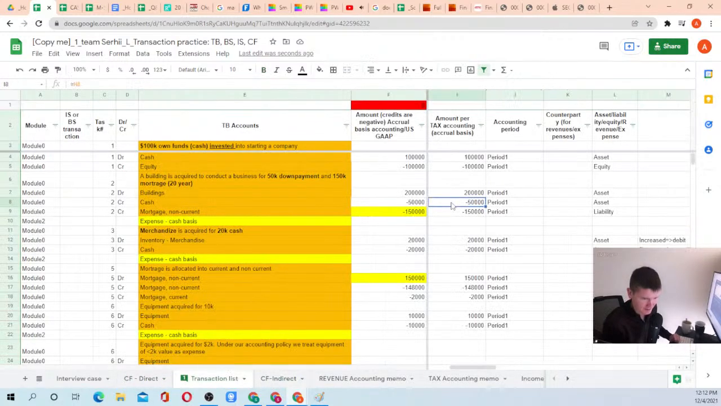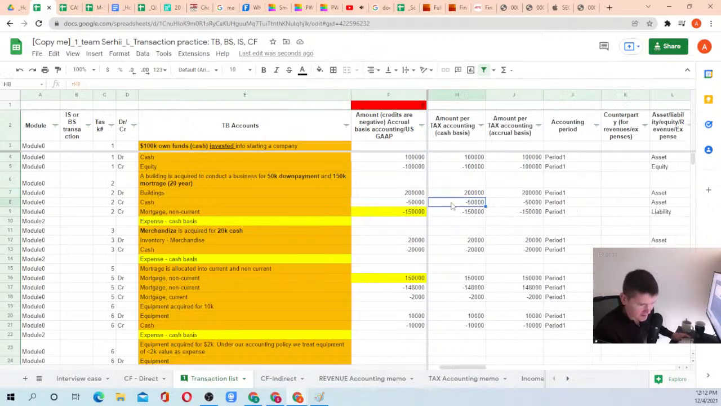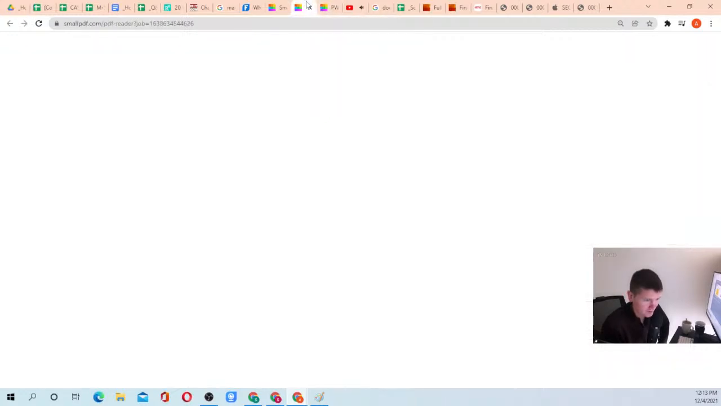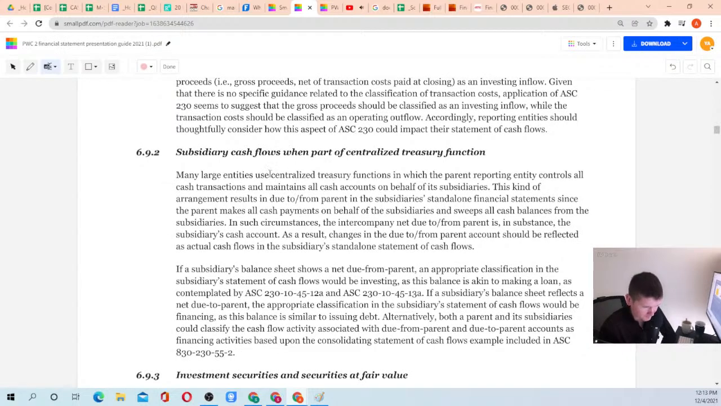Now let's move further. We have that investing transaction here, and that's a tricky one because we need to apply our judgment to determine if the acquisition of that building was paid with the seller's funds, or is it financed by a third party. If we take a look at the guidance, that's a big pitfall here.